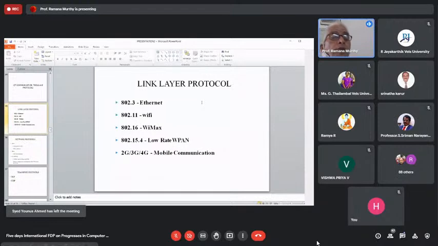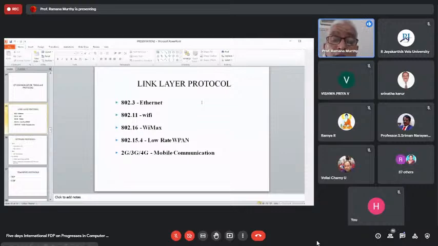This includes 802.3 Ethernet, 802.11 Wi-Fi, 802.16 WiMAX, and 802.15.4, depending on the rate. Are you going to use a higher data rate, or a low data rate? Accordingly, Wi-Fi will be used, and then 2G, 3G, 5G or 6G, whatever it may be, has to be supported with mobile communication. So there are these 5 protocols in the link layer, and they are responsible for everything.